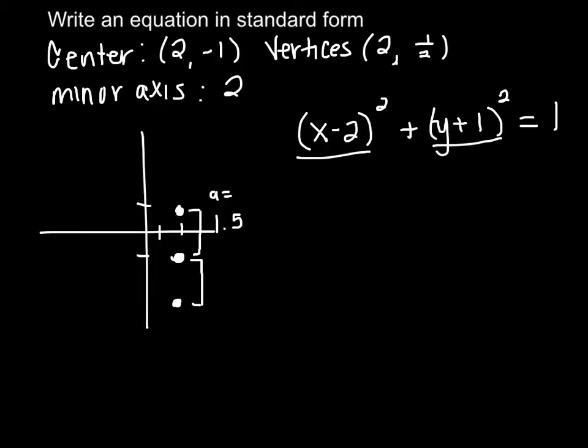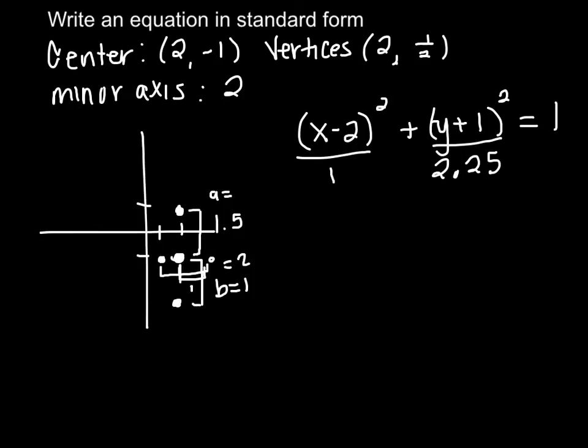So when I take 1.5 and I square it, I get 2.25. It says my minor axis is the length of 2. So the minor axis has to have a length, and this length right here is a total length of 2. Which means from the center out is the length of 1. So b equals 1, and when I square 1, I get 1.